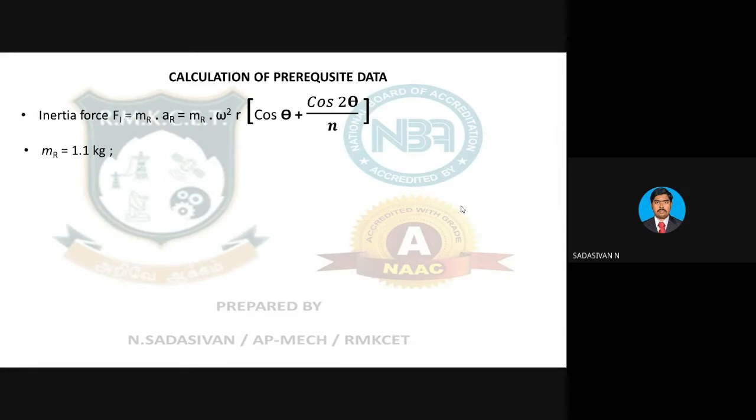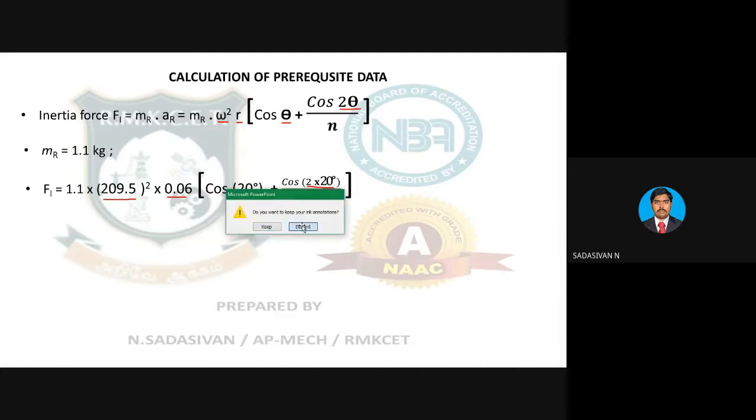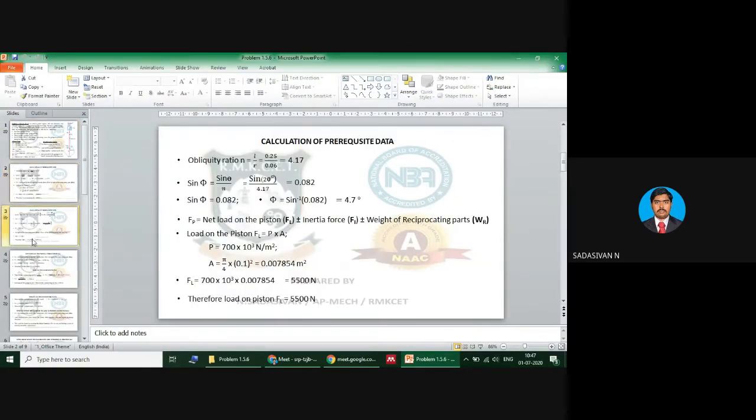So MR, mass of reciprocating parts, is 1.1 kg. Substitute the values. Omega I have already calculated from 2000 RPM in the beginning itself, 2 pi N by 60, which is 209.5, omega square, into radius of the crank, 0.06. Theta is 20 degree, 2 theta, 2 into 20, 40 degree, divided by n, which is 4.17. Correct, 4.17.